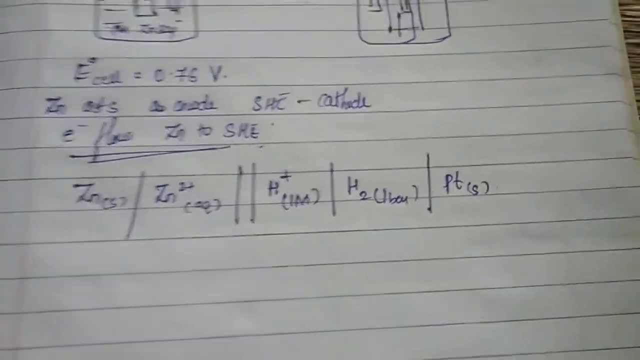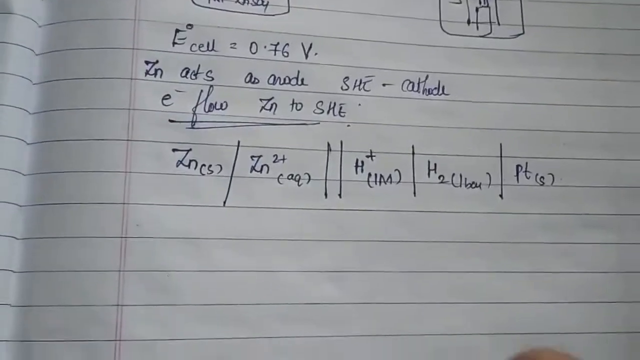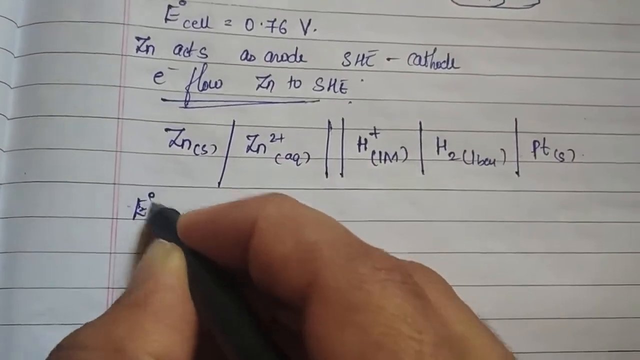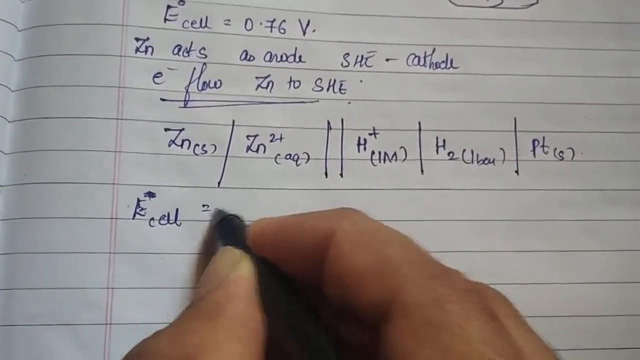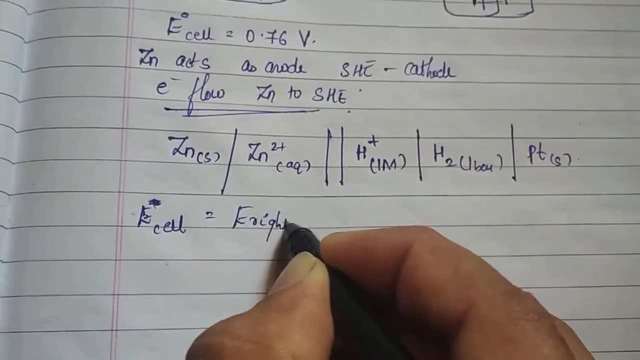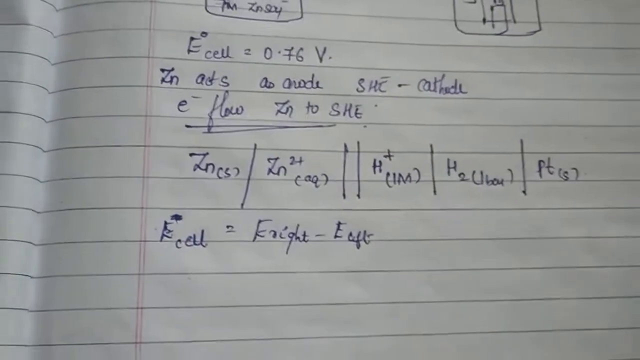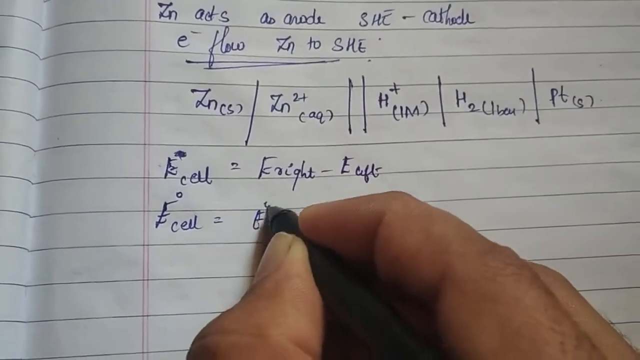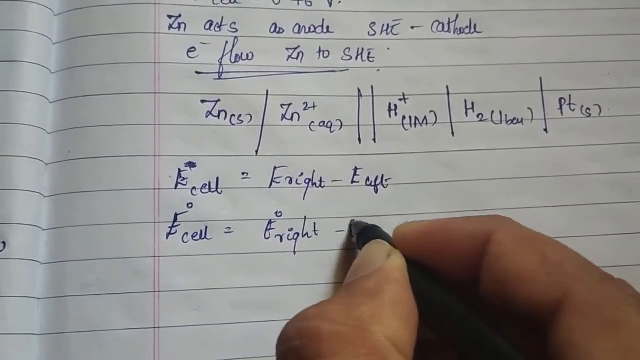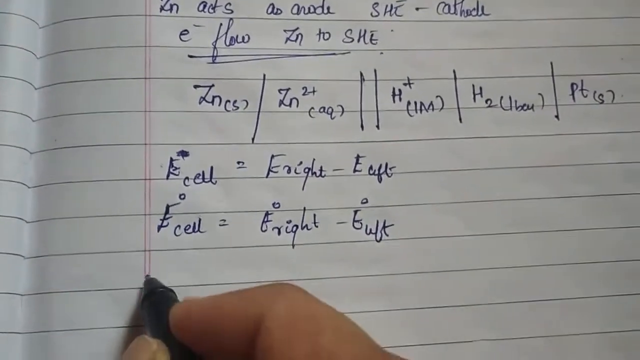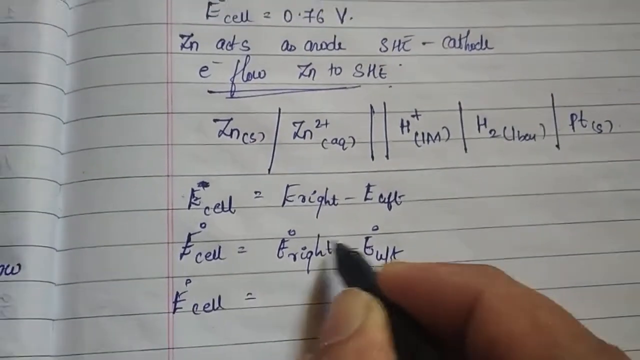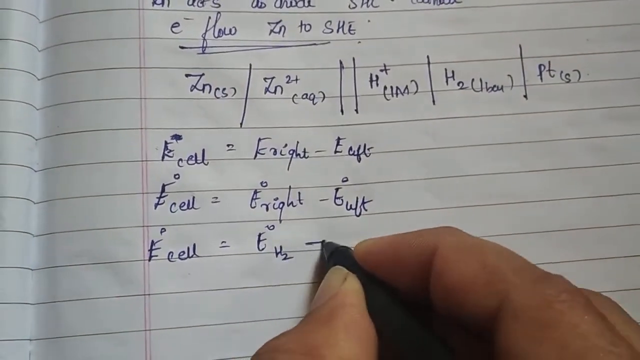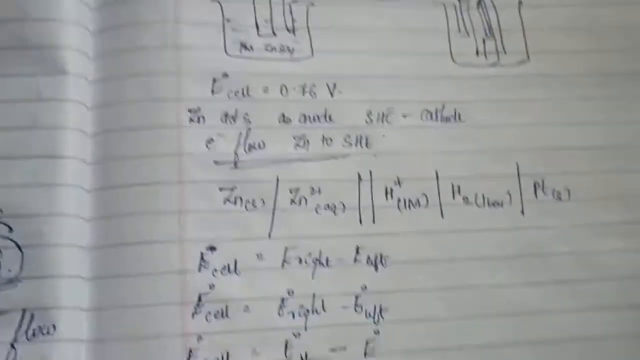Very much important part. Now when I am doing my calculation, I have to calculate the standard electrode potential. I know that E cell, first of all we should write as E cell, don't write as E naught, is equal to E right minus E left. Then I want the standard part, so E naught cell is equal to E naught right minus E naught left. Right means the SHE, so E naught of my H2 minus E naught of my zinc.